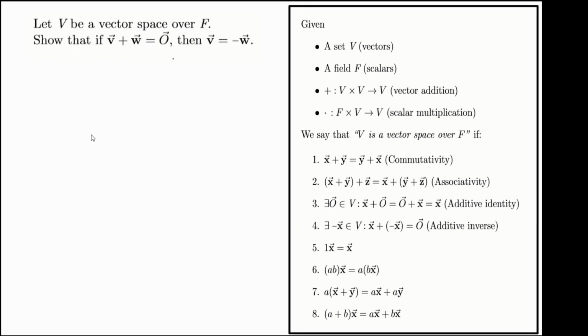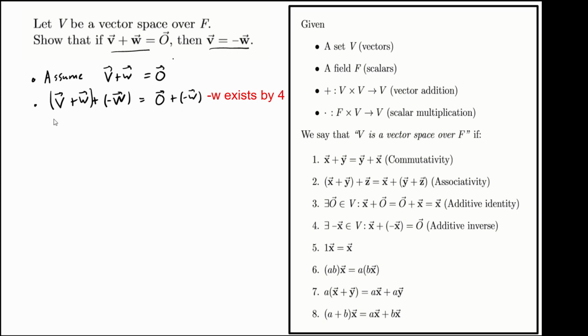Okay, so let's do another one. Let V be a vector space over F. Show that if V plus W equals the zero vector, then V is equal to the additive inverse of W. So again, we have an if-then. So we start off by assuming the part on the left, and we want to end up with the part on the right. So we assume V plus W is equal to the zero vector. And then I know that there's a special vector called the additive inverse, and I'm going to add it to both sides. So I'm just going to add the negative of W to both sides.